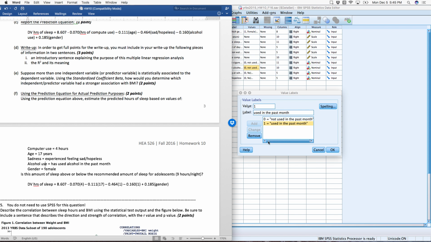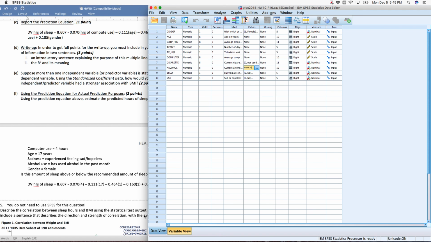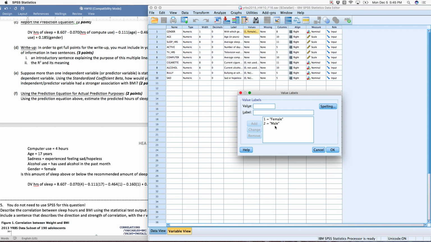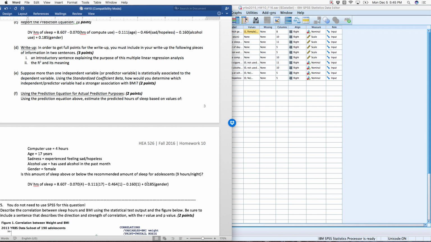And then the last one is gender. So gender in our data file is coded as 1 female and 2 male. So based on that, since she's female, we're going to put a 1 in gender. If she was male, we would put a 2 there. So does that make a little bit of sense? Just how to fill in this equation?